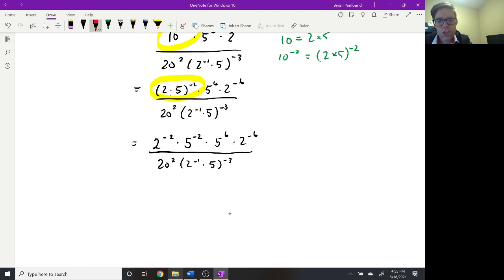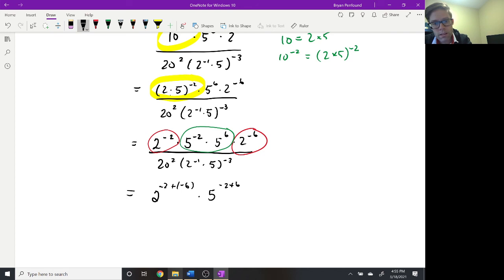And now we're in pretty good shape in the numerator. I'm going to look at the 2's that I have, I'm going to look at the 5's that I have, and I'm going to try to combine these using the addition property of exponents. So similar bases means that we add together, and again it's addition of integers, so be very careful here. Okay, so 2 to the negative 2 plus negative 6, and then 5 to the negative 2 plus 6.